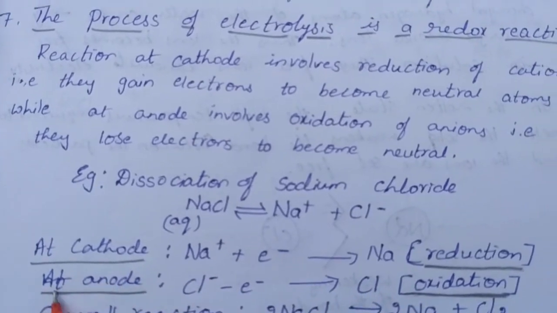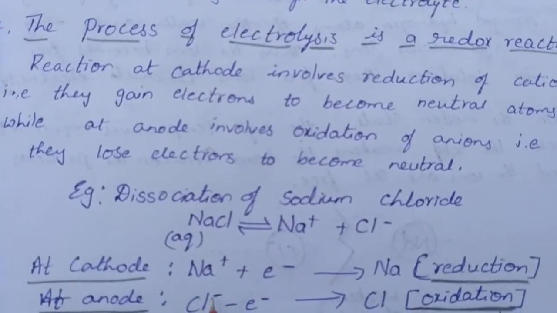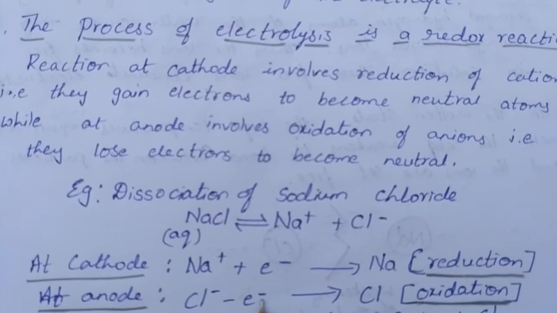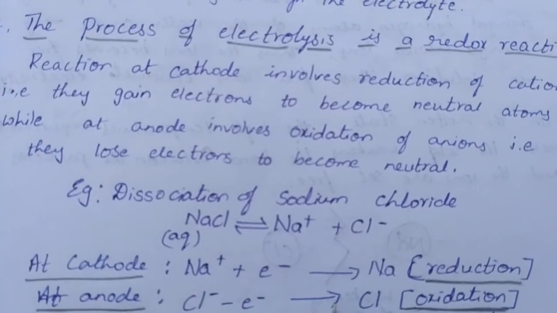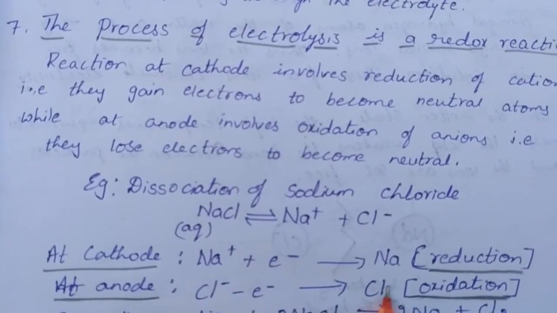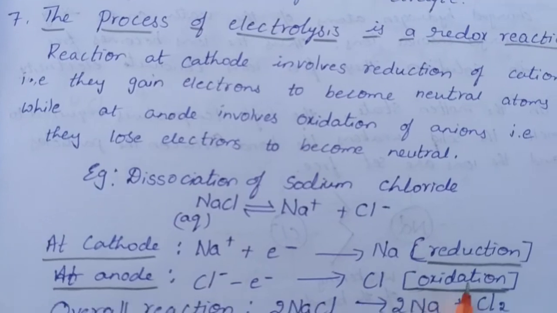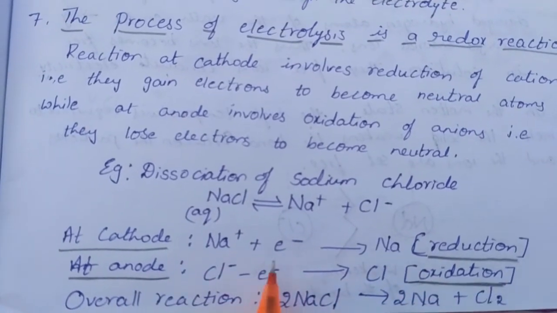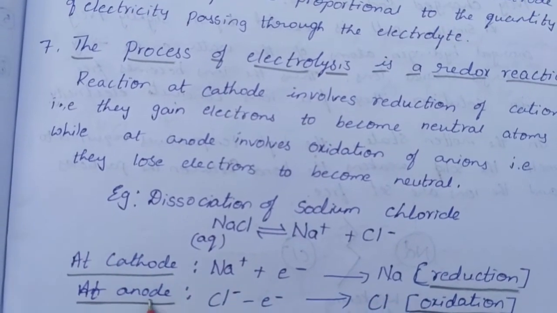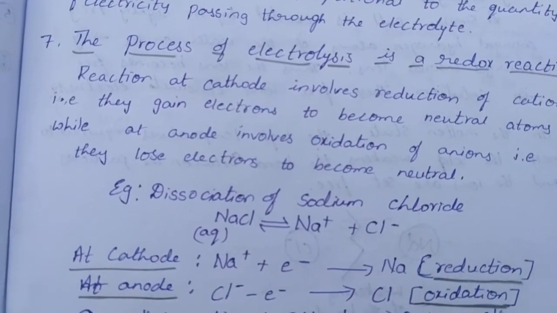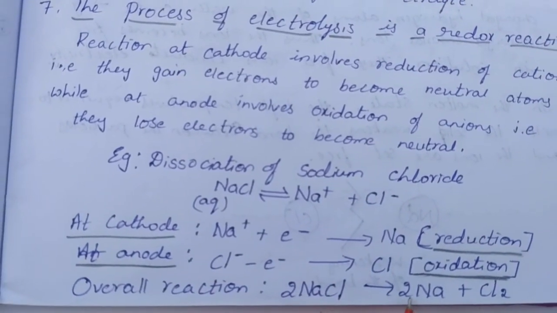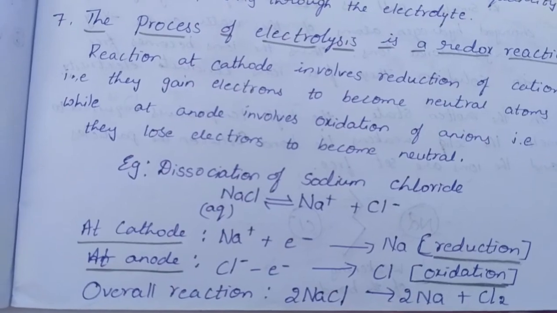In the same way, the reaction at the anode: chloride, that is the anion, loses one electron and becomes Cl. Two chlorine atoms combine and form a chlorine molecule. Here the oxidation, removal of an electron, takes place. That's why we can say that at the anode oxidation takes place. And the overall reaction is 2NaCl gives rise to 2Na plus Cl2.